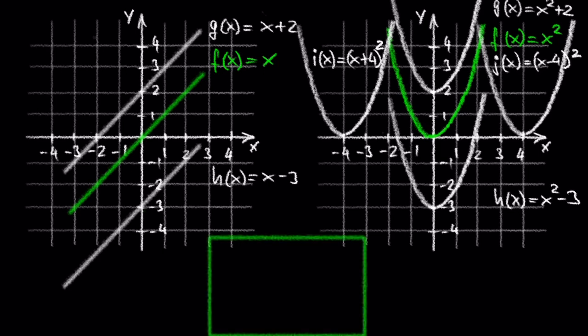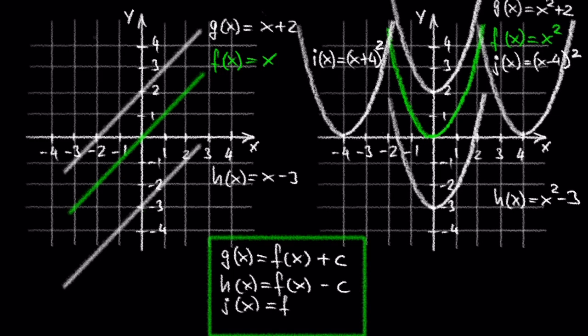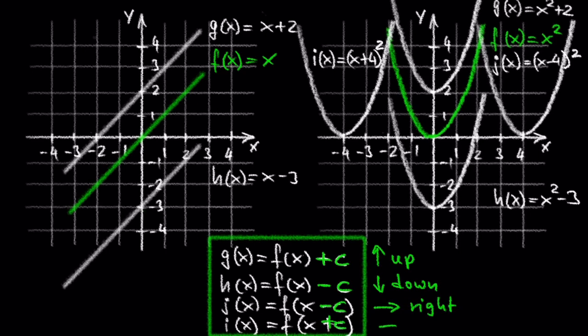In general, for shifting a graph c units up, we can write g of x equals f of x plus c. And for shifting a graph c units down, h of x equals f of x minus c. For shifting a graph c units to the right, we can write j of x equals f of x minus c. And for shifting a graph c units to the left, i of x equals f of x plus c. Make sure that c is a positive real number.